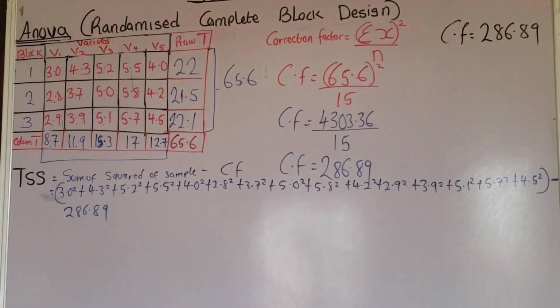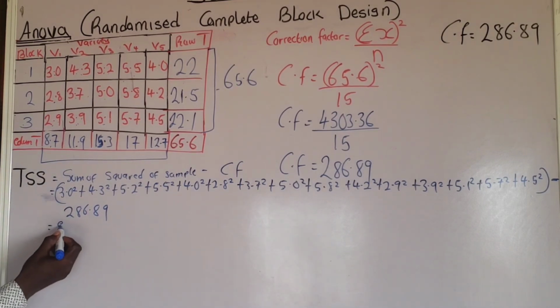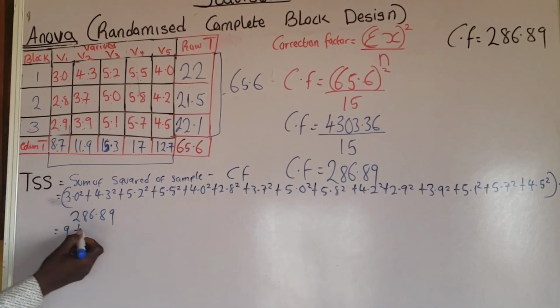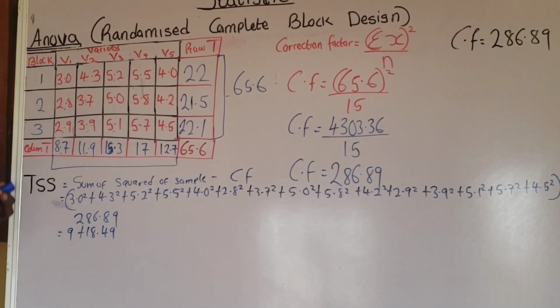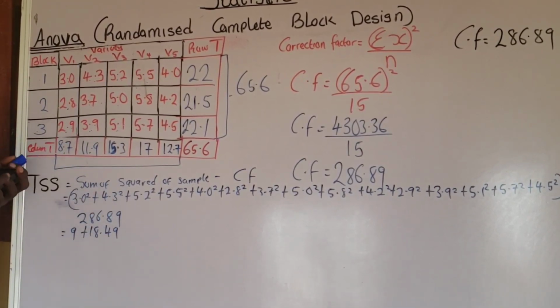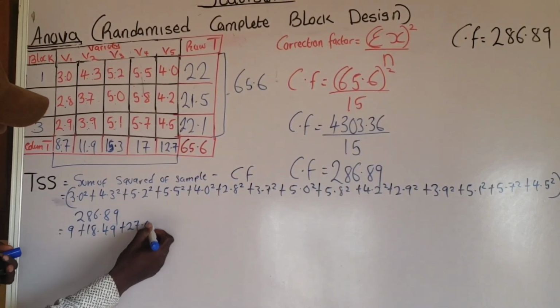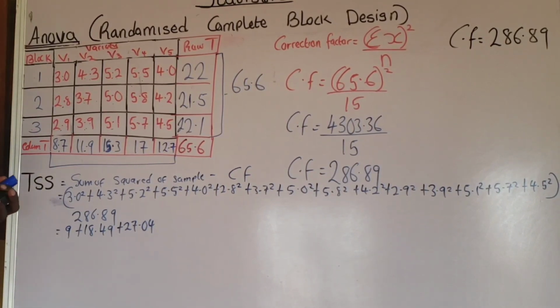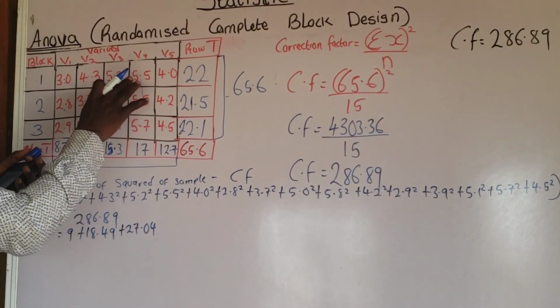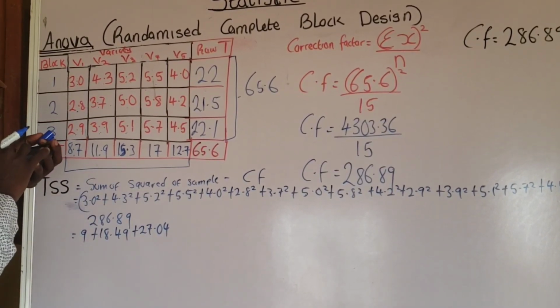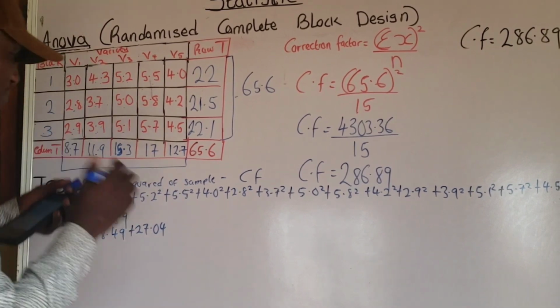So now I want to square all those values. Let's start with 3.0. 3.0 squared is 9. 9 plus 4.3 squared. What's the answer? That is 18.49. Now 5.2 squared is 27.04. 5.5 squared is 30.25.